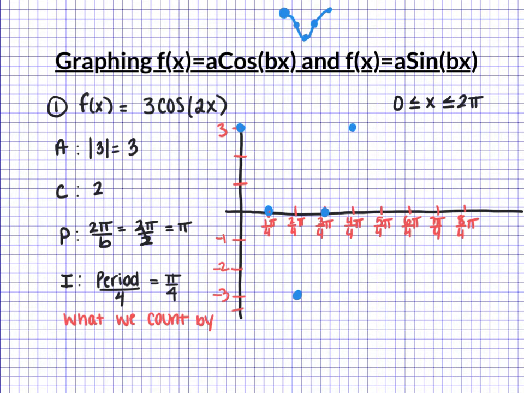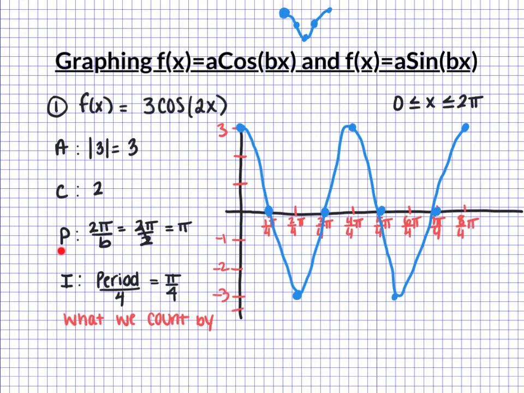And then we're just following this pattern. So then we're going to go down, down, up, up, and then connect. So we're making a positive cosine graph here, and here, and here. So let's see if what we did makes sense.